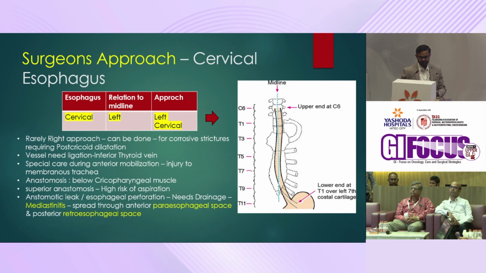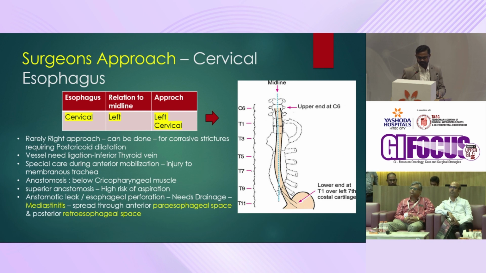Then the approach to the cervical esophagus. As the cervical esophagus lies to the left of the midline, the approach is mostly from the left neck. However, rarely a right neck approach can be performed in a few cases like corrosive strictures, where dilatation may be required before the definitive surgery. And here the vessel that needs ligation is the inferior thyroid vein.